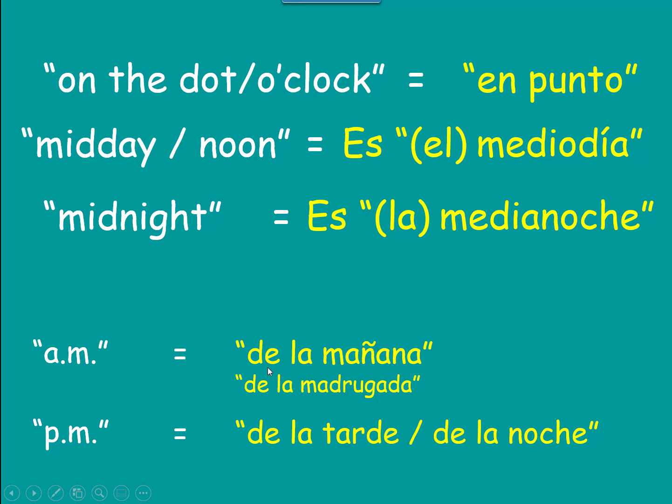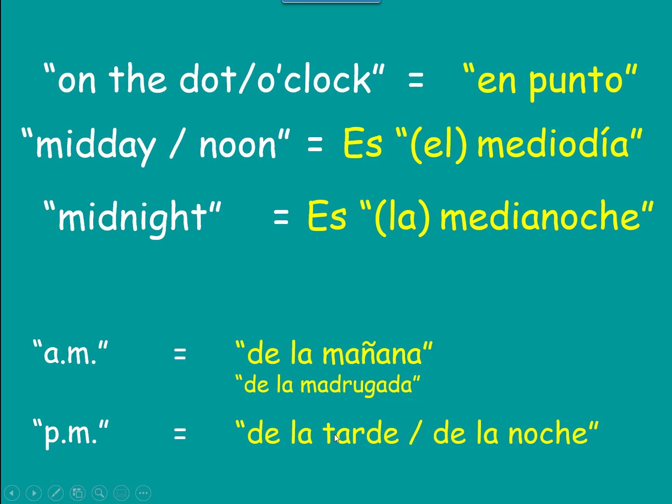Okay? Now, sometimes we use de la madrugada. It's a very long word. Madrugada. When it's really, really early in the morning, maybe from 1 a.m. until 5 a.m. when you're supposed to be sleeping, maybe. So it will be de la madrugada. So if you're saying it's 3 in the morning, you could say son las 3 de la mañana, or if it's that early, you could also use this one, de la madrugada. You'll see an example later.